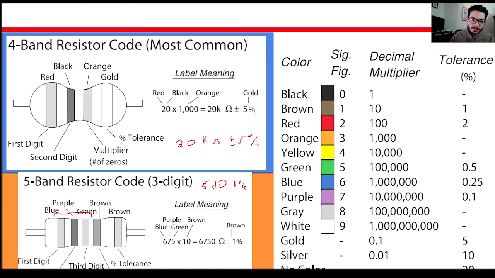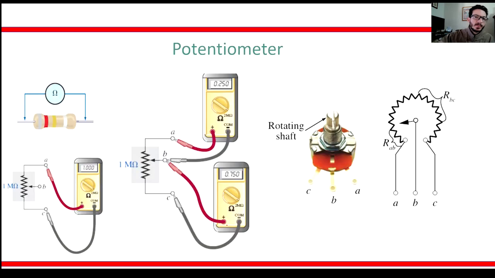Then we have purple, which is 7, and we have blue, which is 6. So this is 675 times 10, so it's 6,750 ohms and a 1% tolerance or sensitivity. This is how you read your resistor value.